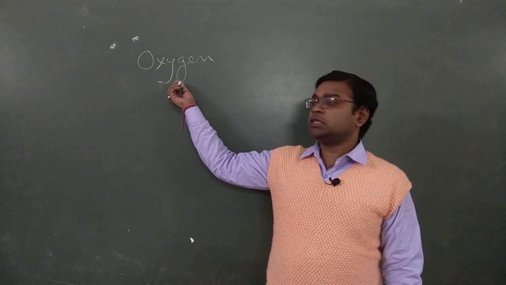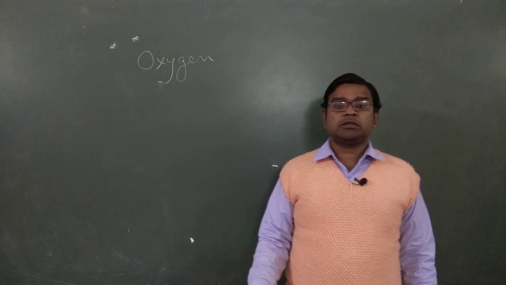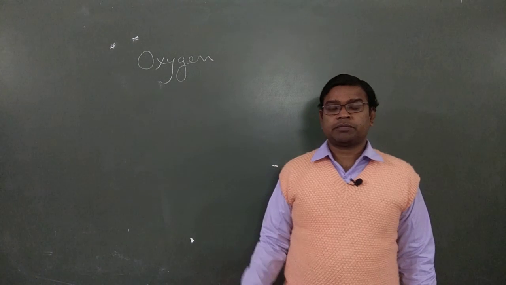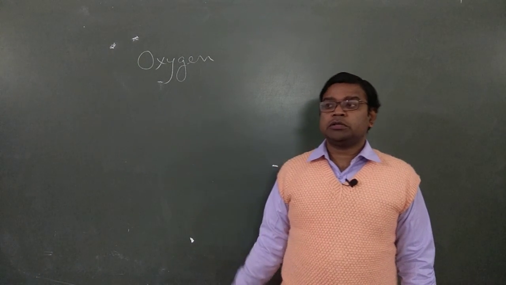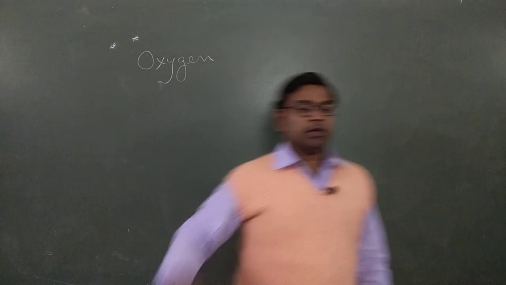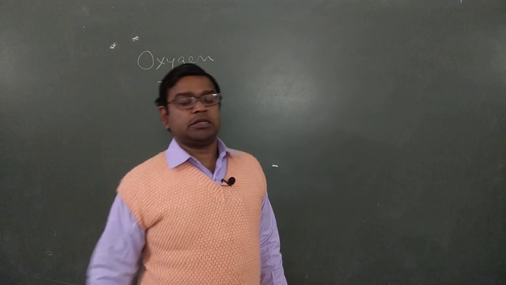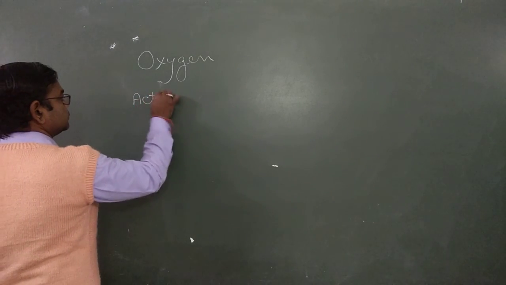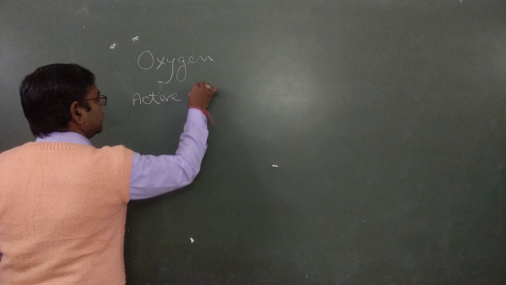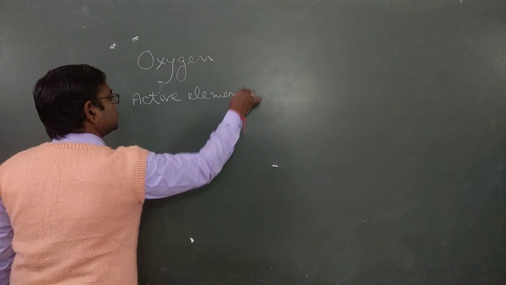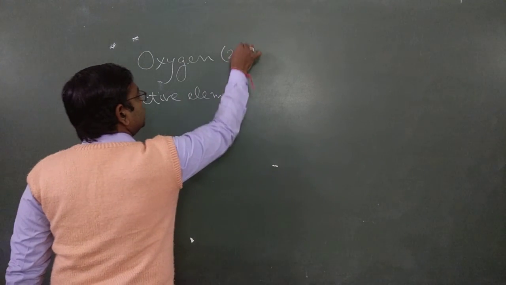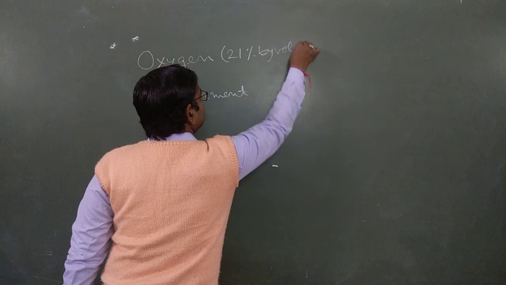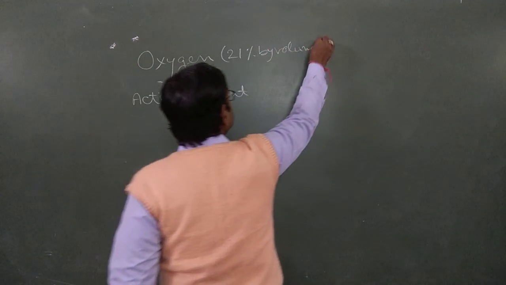As you know, oxygen is required for living beings so that they can survive on this planet. After that, we also know that oxygen is a very active element. It reacts with any substance very easily. So oxygen is a very active element. It is present in air at 21% by volume.